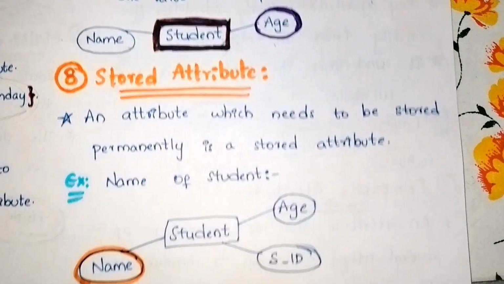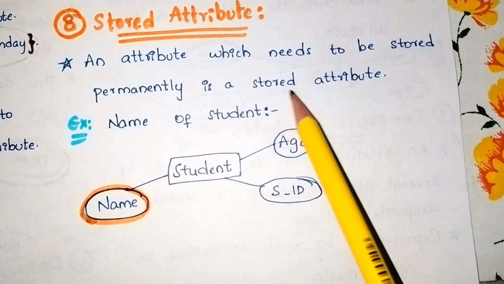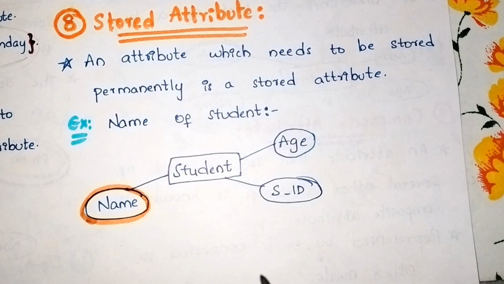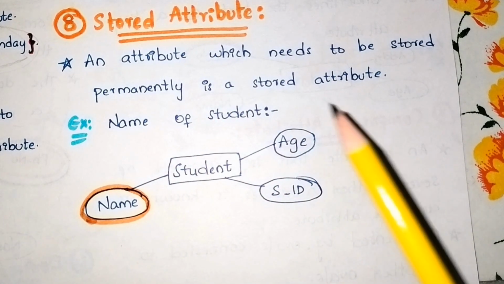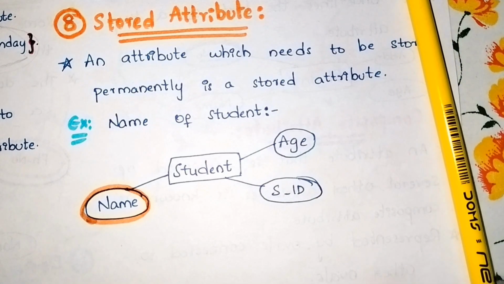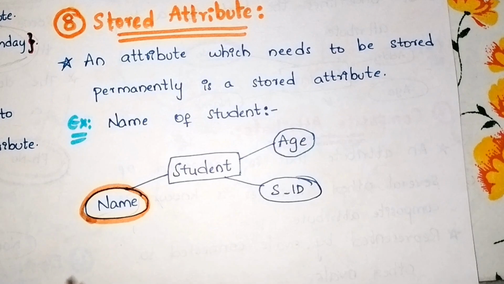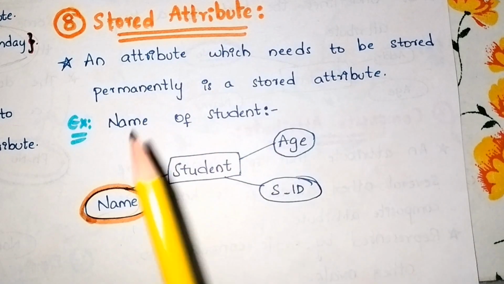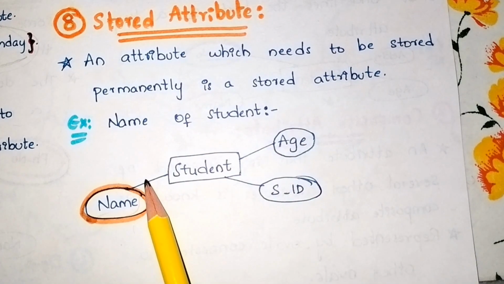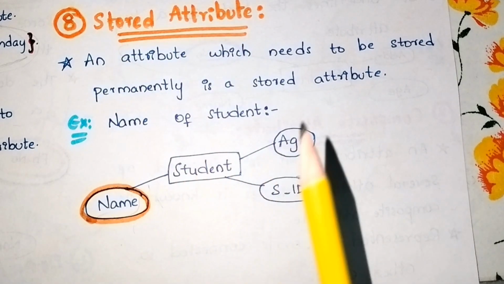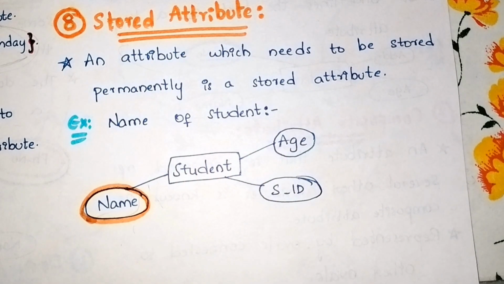Okay, next is stored attribute. A stored attribute is an attribute which needs to be stored permanently. That is, if a student enters a school taking admission, his name has to be stored permanently without changing, but his age changes according to the years. His student ID also changes according to the class sessions, but his name can't change. It will be permanent for further classes as well, so these should be stored permanently. These kinds of attributes are known as stored attributes. This is all about the attributes in the DBMS.